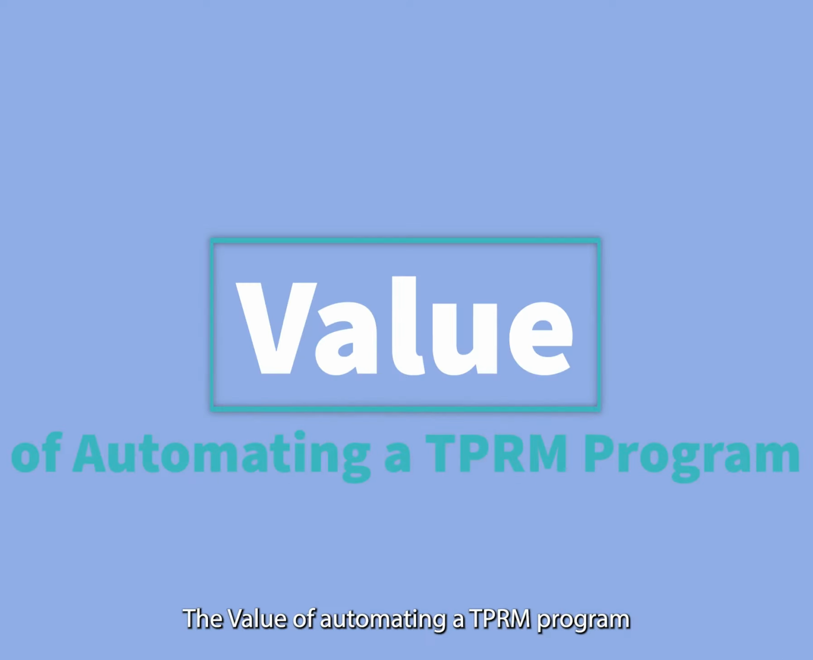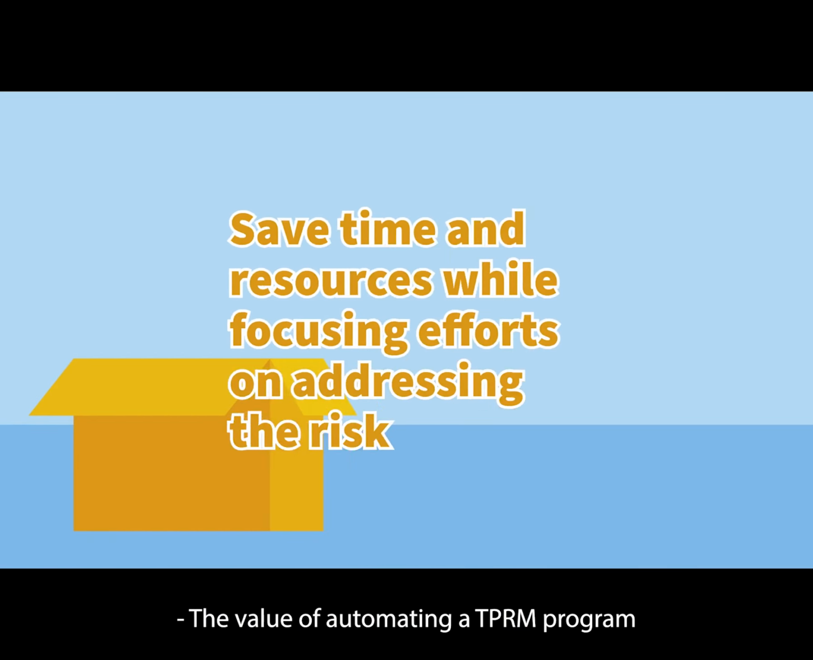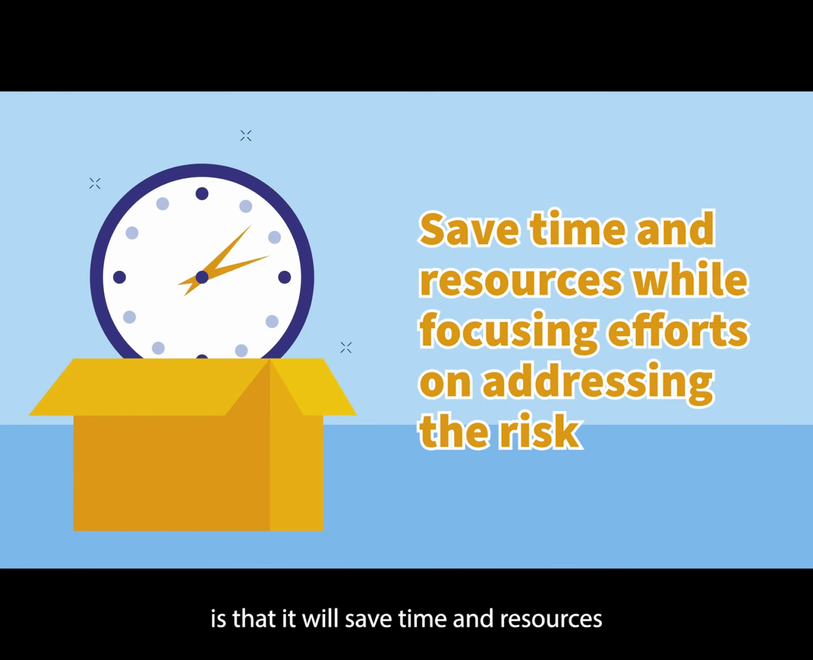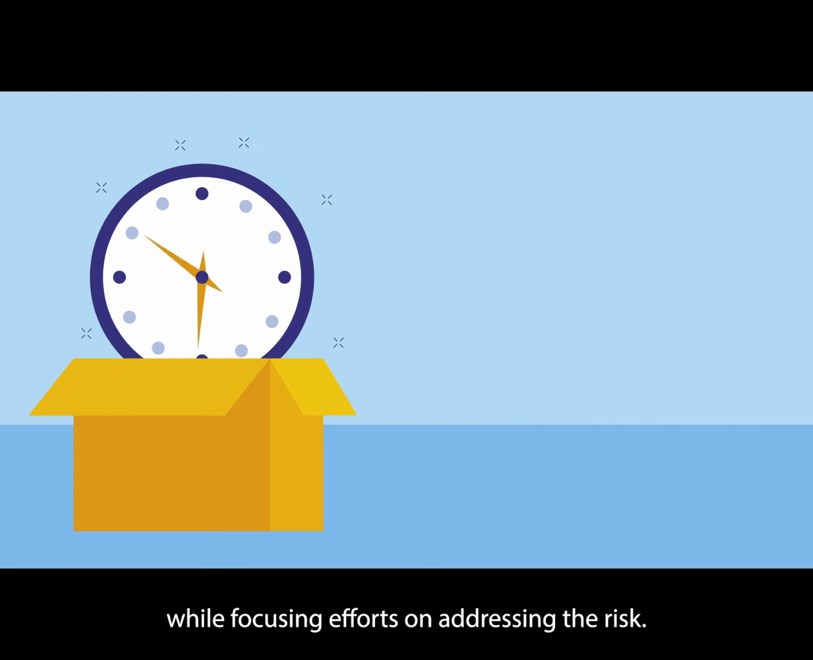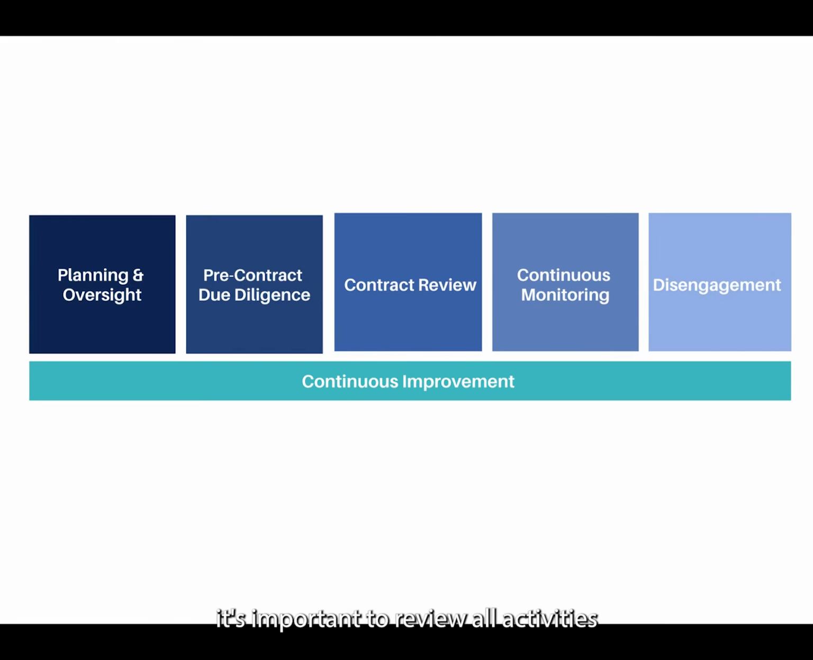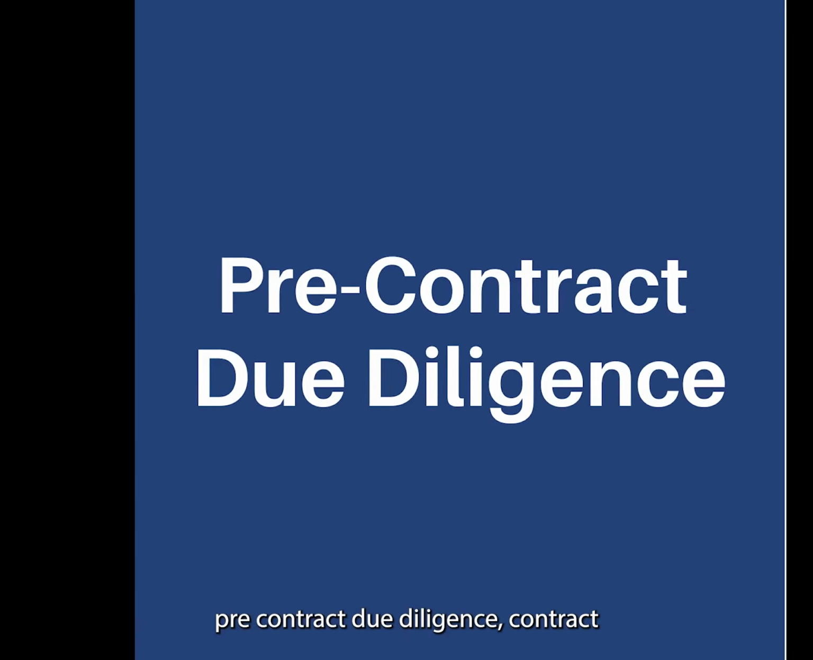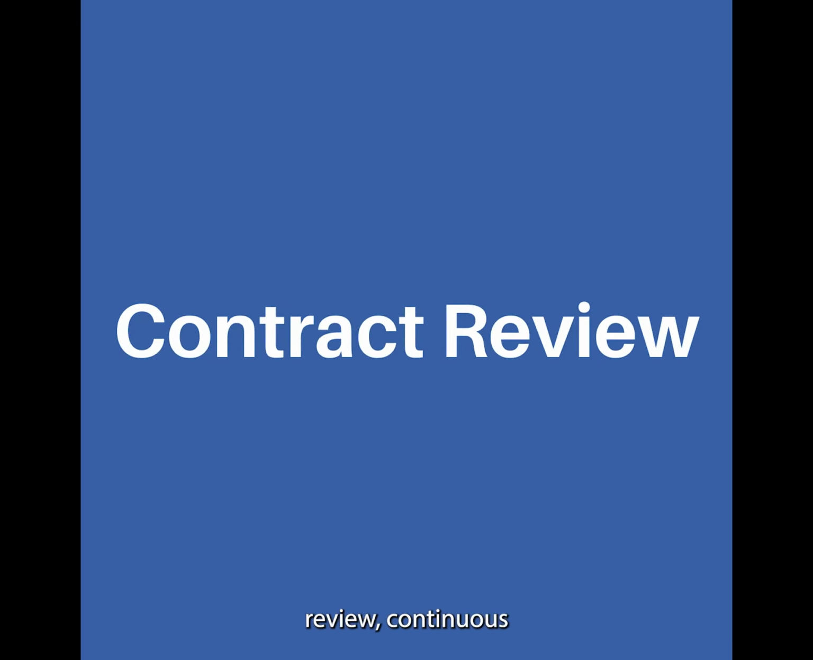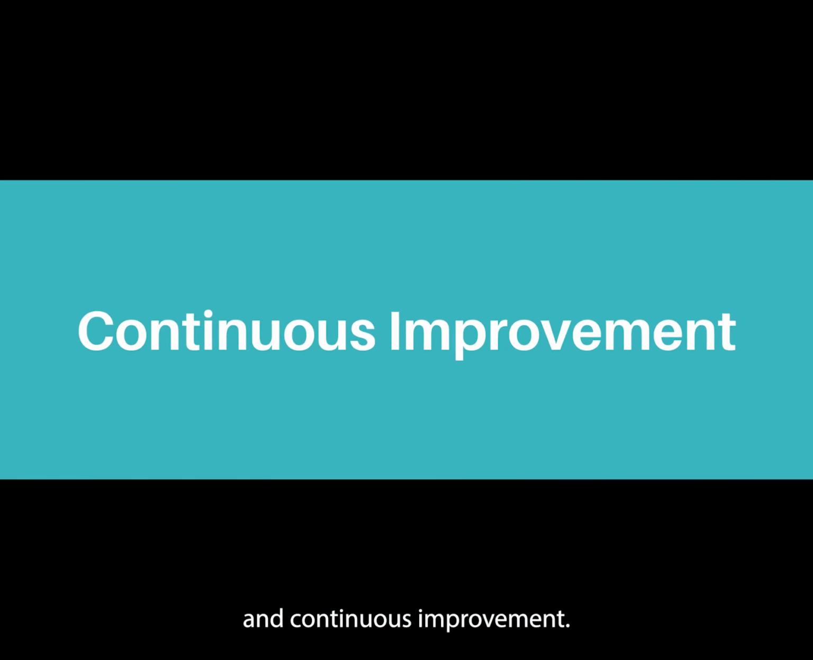The value of automating a TPRM program. The value of automating a TPRM program is that it will save time and resources while focusing efforts on addressing the risk. When starting, enhancing, or automating your TPRM program, it's important to review all activities within the third-party risk management lifecycle, including planning and oversight, pre-contract due diligence, contract review, continuous monitoring, disengagement, and continuous improvement.